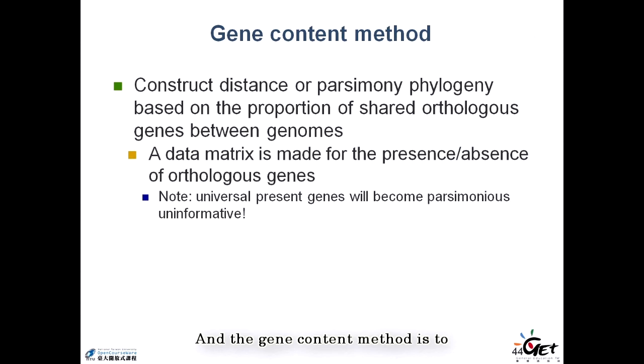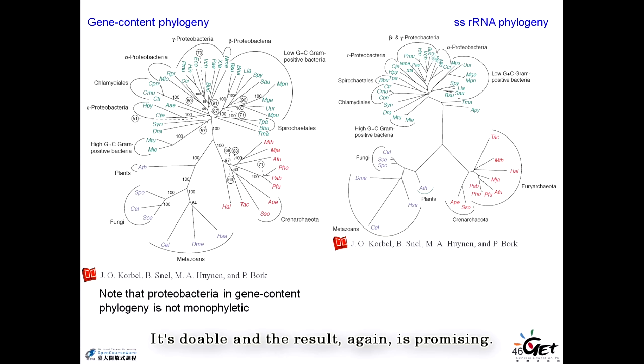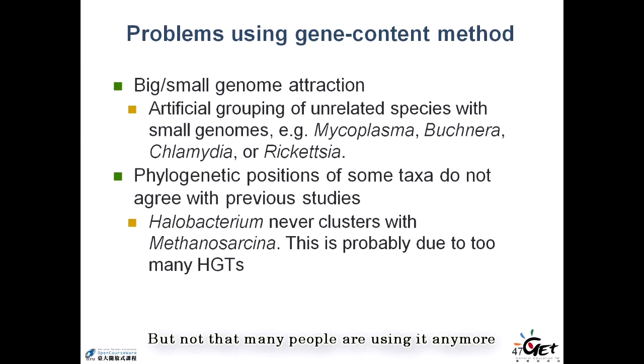Okay, and the gene content method is to create a new data matrix to express the presence and absence of specific genes. So anyway, this is one way to do it, and it's doable, and the result again is promising. But not that many people are using it anymore, because it's very easy to get sequence data nowadays.